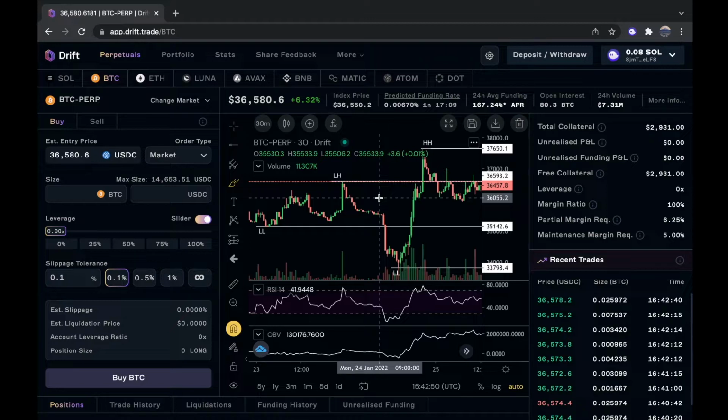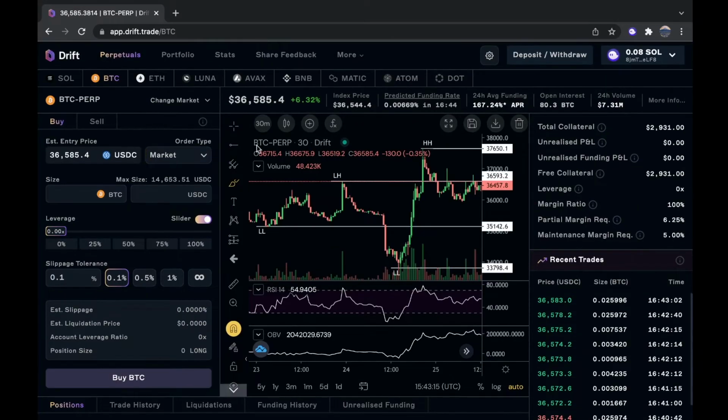Today we're gonna do a quick market review. We definitely had a rough weekend and we're gonna review that right now. So I'm on Drift, the mainnet. And as you can see, you can trade Solana, BTC, Ethereum, Luna, AVAX, BNB, Matic, Atom, and Dots. These are the two recent pairs that came out.